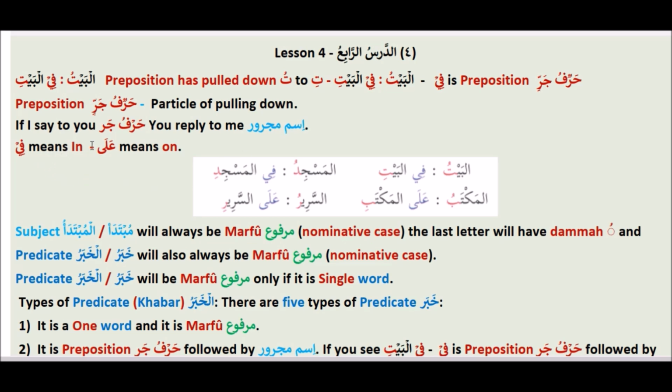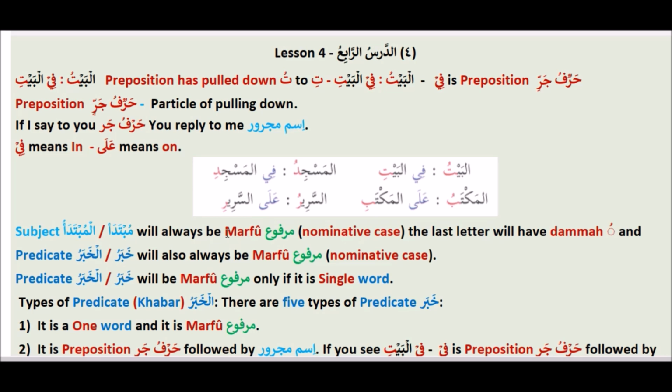Fi means in, ala means on. Al-baytu, fi al-bayti. House, in the house. Al-masjidu, the masjid. Fi al-masjidi, in the masjid. Al-maktabu, table. Ala al-maktabi, on the table. As-sariru, bed. Ala as-sariri, it is on the bed.